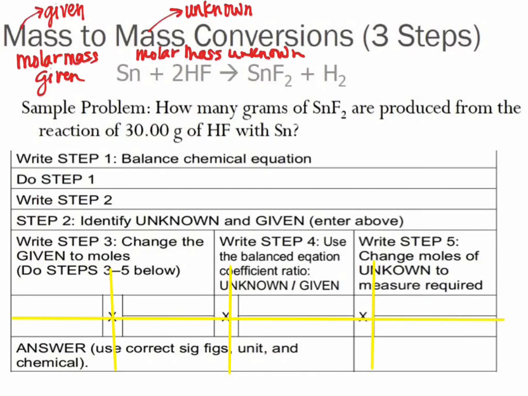So my very first thing is we have our balanced equation, and we want to know how many grams of SnF2 are produced if we have 30 grams of hydrofluoric acid. So I go to my setup. I'm going to write my given: 30 grams of hydrofluoric acid.